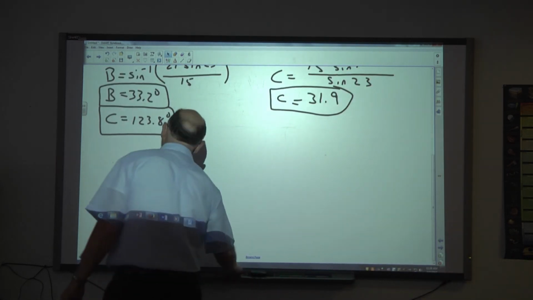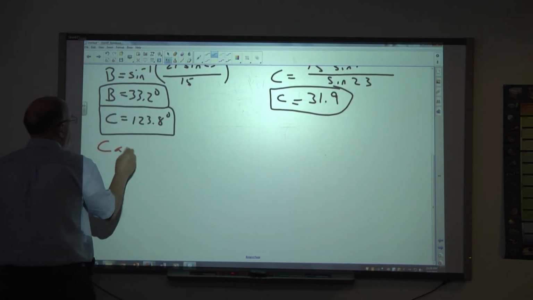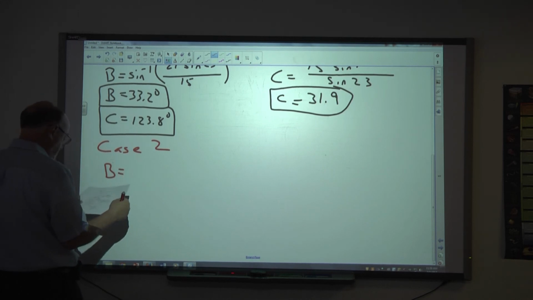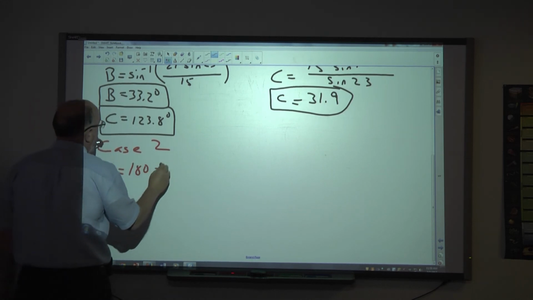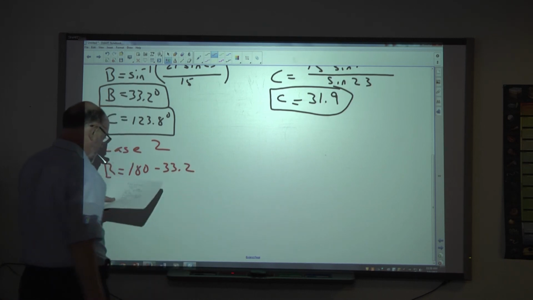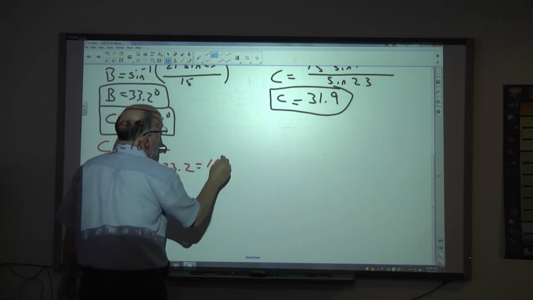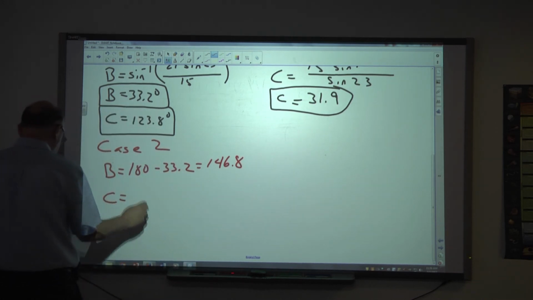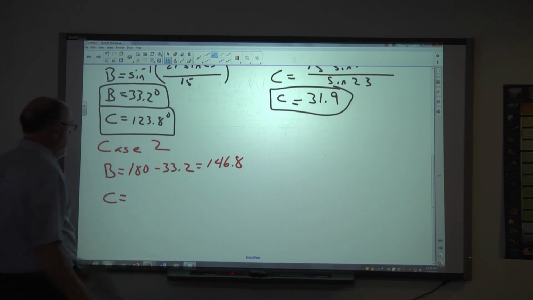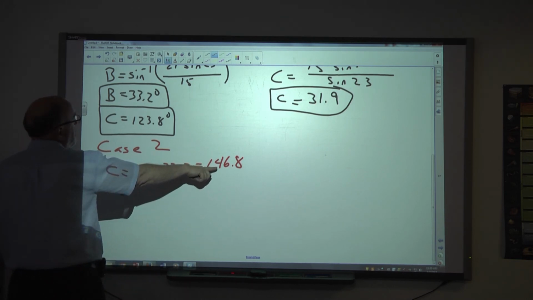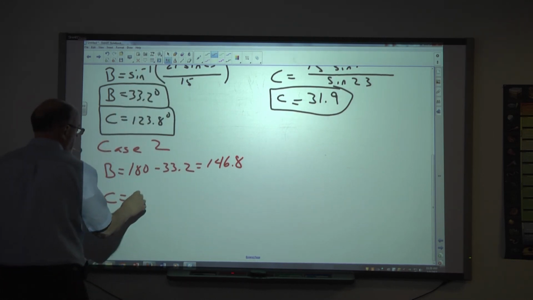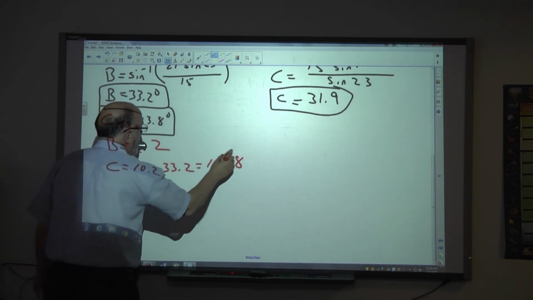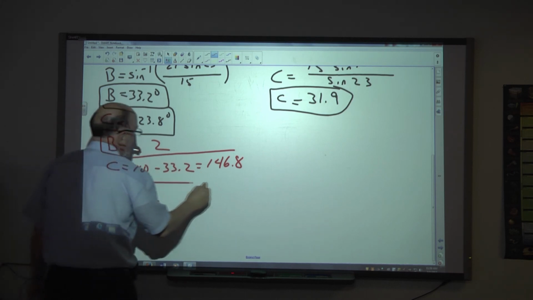And so when we go to case 2, the new angle B is going to be 180 minus the 33.2. So that's going to be 146.8. And then the new angle C, again subtracting from 180. So we know this is now our new angle C. Our angle A is still what it was. And so this now comes up to be 10.2. Right? So we have those two numbers.